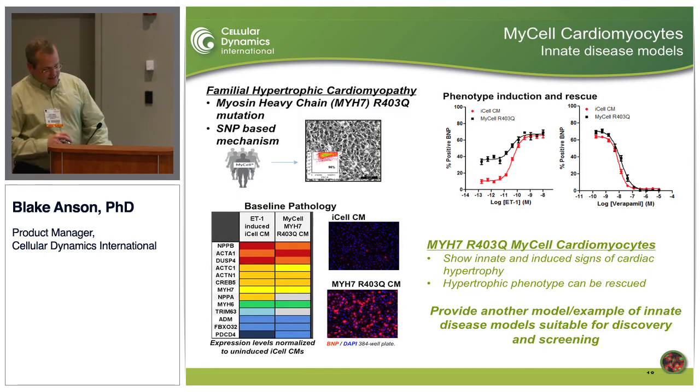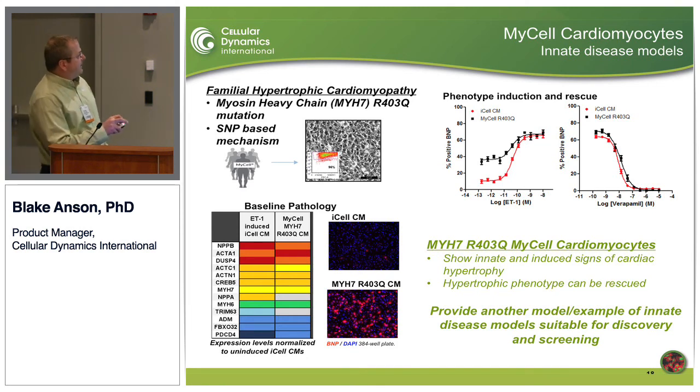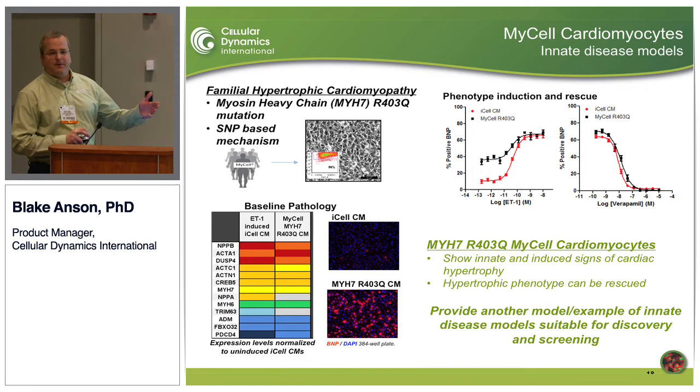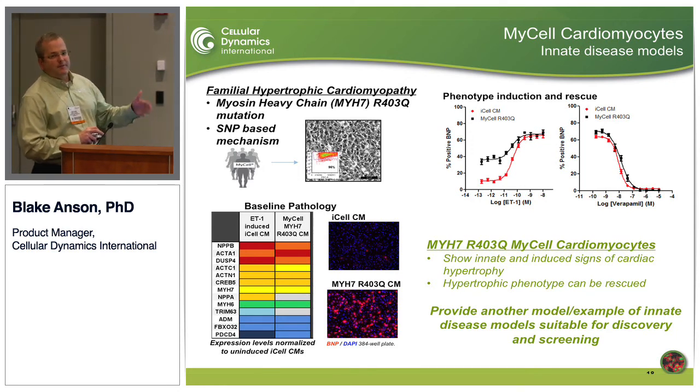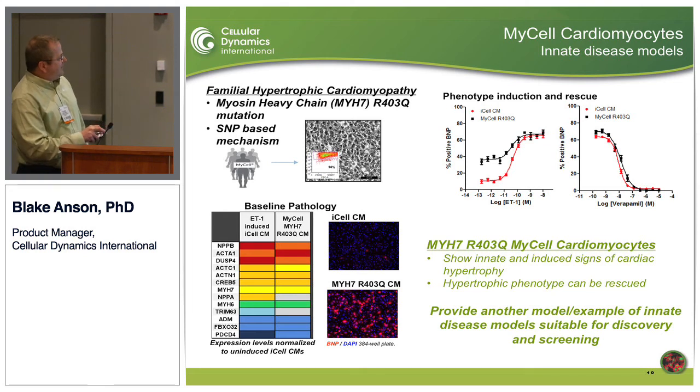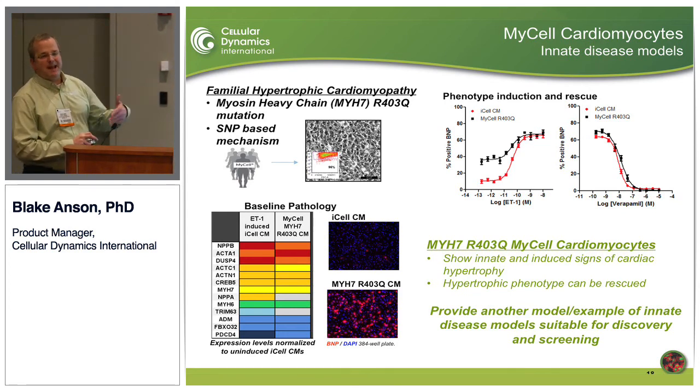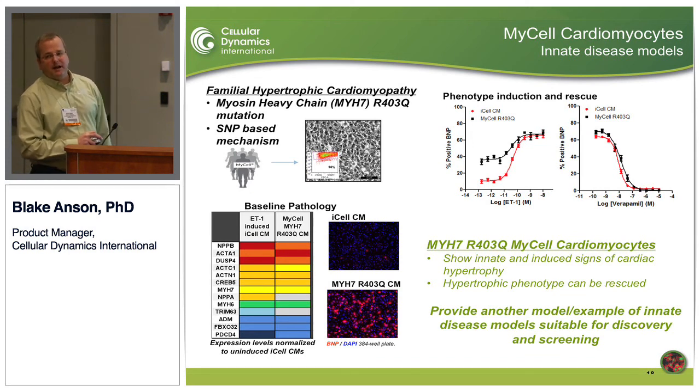If you look at an innate disease model, that's this one right here, where you look at the R403Q mutation in the myosin heavy chain gene. This is responsible for about 50% of the familial hypertrophic cardiomyopathy cases. We brought this sample into the iCell program, reprogrammed the sample, did the differentiation, and we make fully functional cardiomyocytes, except for the fact that the baseline gene readout of the diseased cardiomyocytes is very similar to that of the induced normal cardiomyocytes.